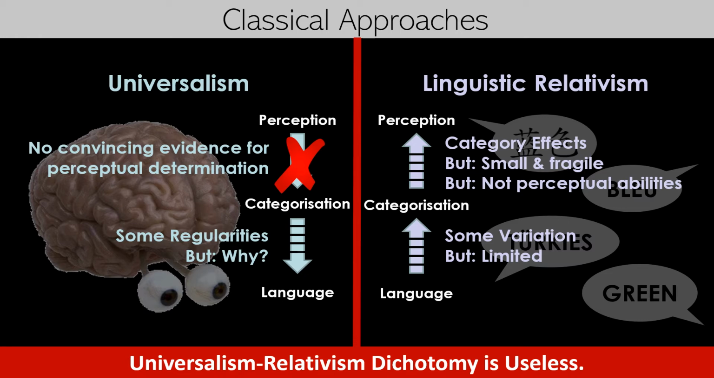On the other hand, we saw some variation of color categories across languages, but this variation is not completely open to any kind of linguistic convention. There's also some evidence for category effects, but these are very small and sensitive to task settings. Also, these category effects do not affect fundamental perceptual abilities, but work at a rather cognitive level, for example, on attention or memory. So a clear-cut dichotomy between universalist and relativist explanations seems not to be helpful.